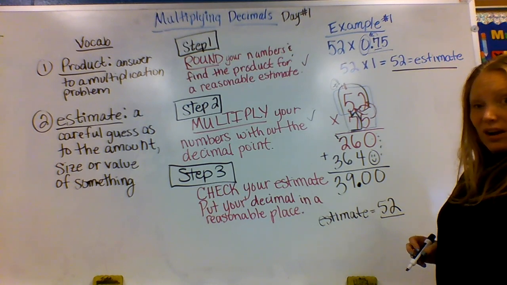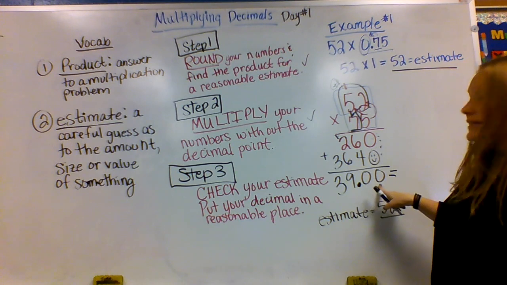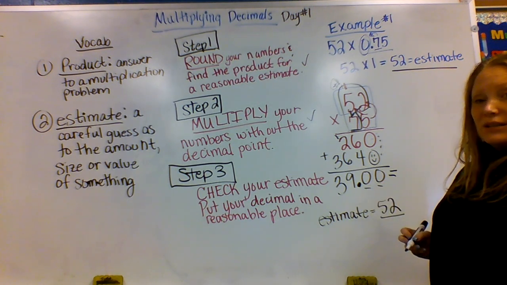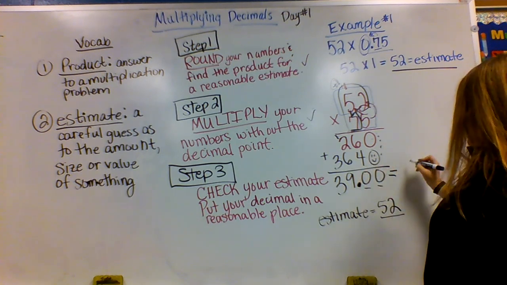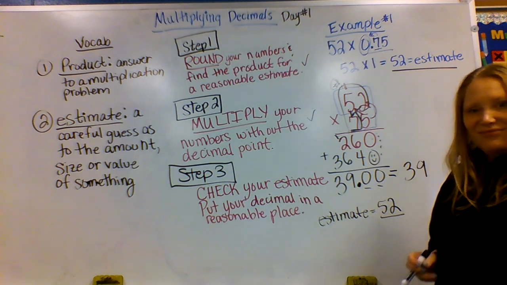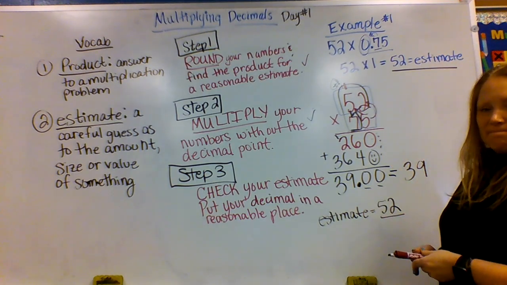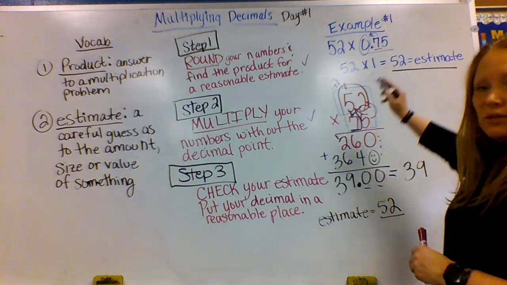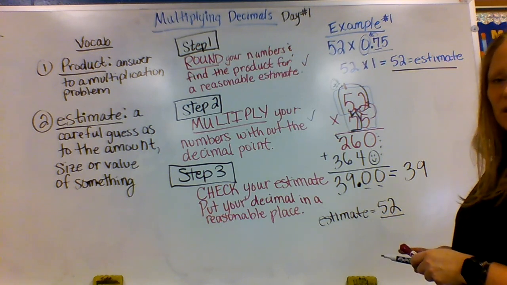So really, our answer is 39 and 0 hundredths. And guys, when you have 2 zeros after a decimal point, that's the same as taking them away. So really the answer is 39. Okay? Yes, that is exactly it. Okay? All right. I'm going to give you guys a few seconds to write this down, a few minutes. Just pause it for me if you need to write it down.